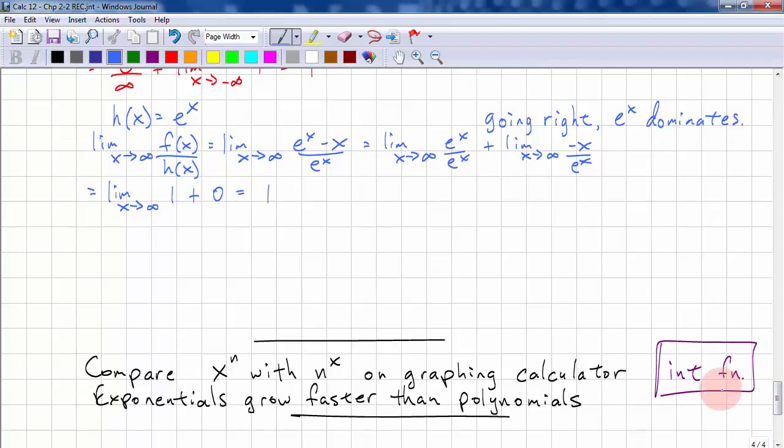So for the homework, you'll need to use the int function on your calculator to solve some of the problems. And that completes this lesson.